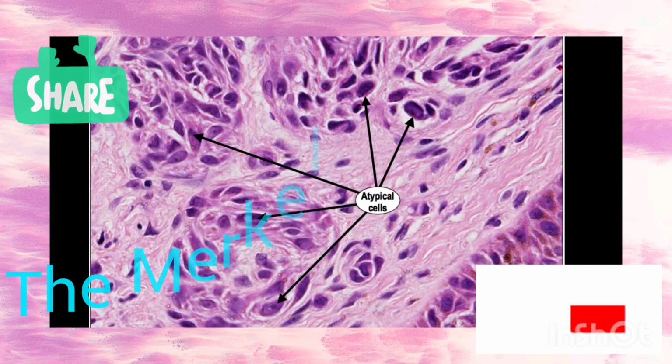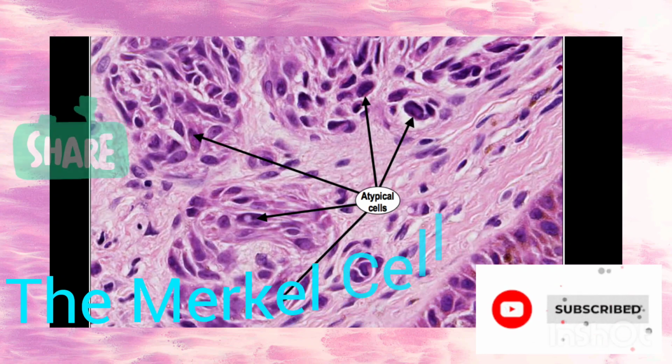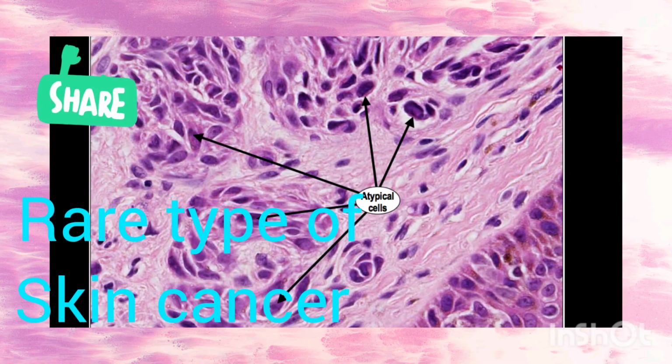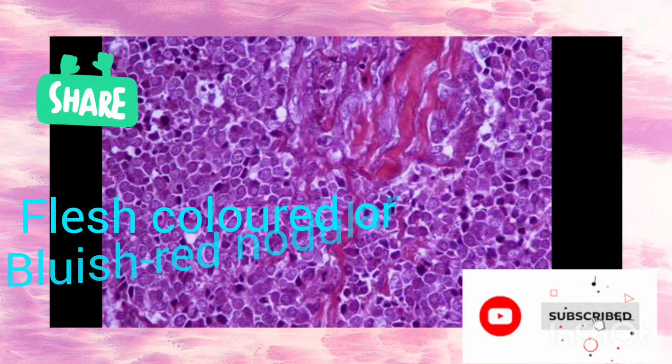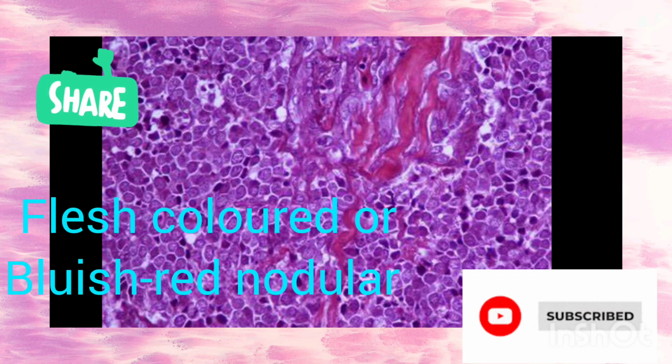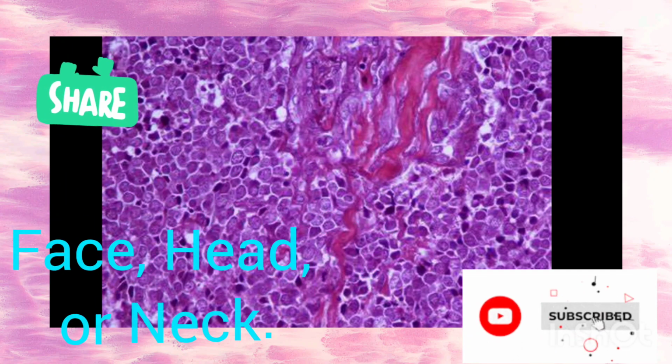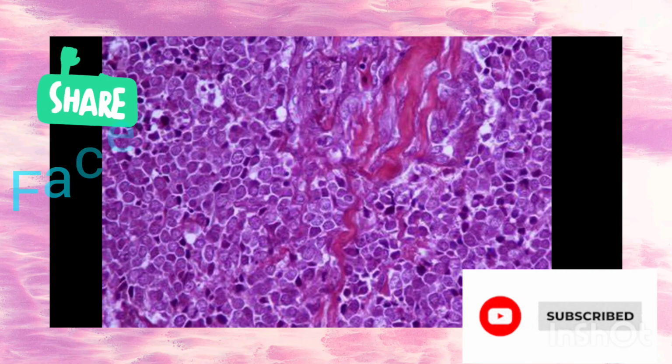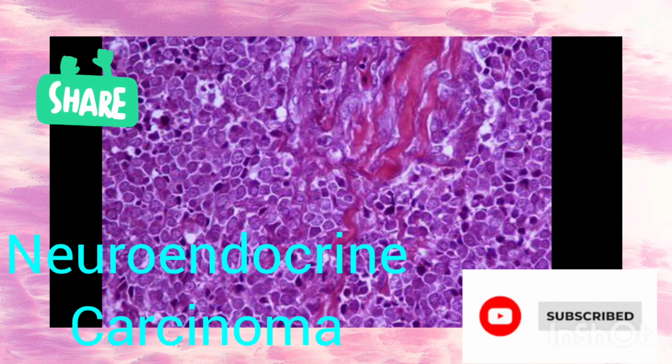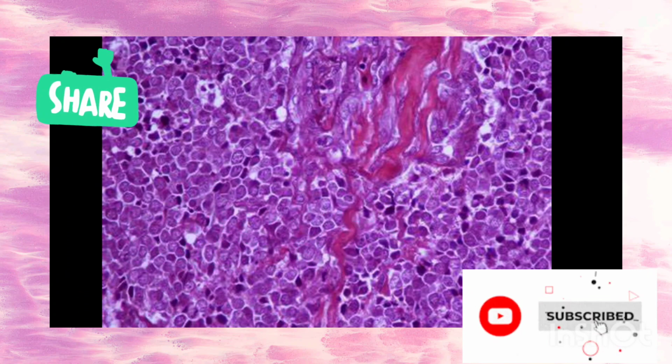Then we also have Merkel cell cancer. It's a rare type of skin cancer that usually appears as a flesh-colored or bluish-red nodule, often on your face, head, or neck. Merkel cell carcinoma is also known as neuroendocrine carcinoma of the skin. That means it is associated with neuroendocrine features, and it's mostly in older people. The feature you see is the flesh-colored or bluish nodules around the head, face, or neck.